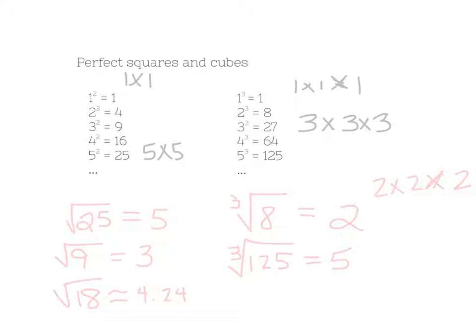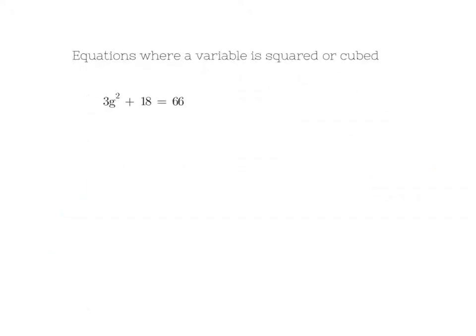So we're going to use this idea of squares and square roots, cubes and cube roots, to help us tackle equations that have squared and cubed variables. So here's the example from the first slide. We have 3g squared plus 18 equals 66. So we're going to tackle this problem exactly as if that little 2, that little square in the corner, was not there. If I just covered it, what would we do first?